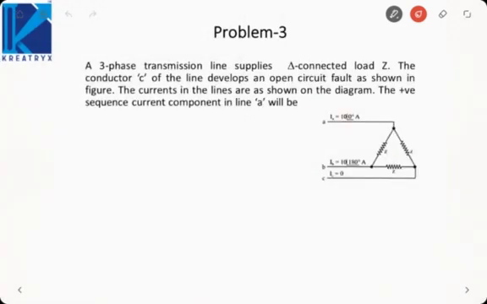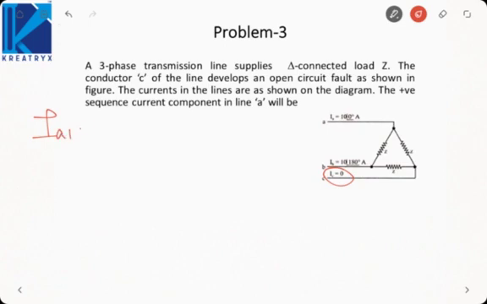In our next problem, it is saying a 3-phase transmission line supplies delta connected load Z. The conductor C of the line develops open circuit fault. That is why the current in C is 0. The currents are shown in the diagram.